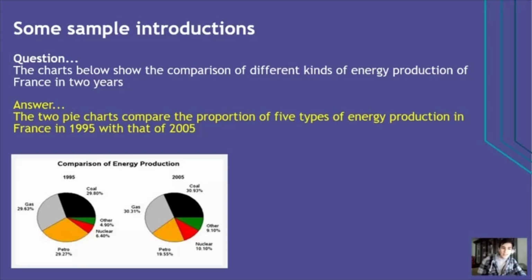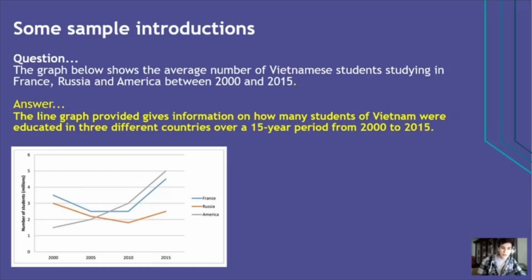Let's have a look at another example with a line graph. The graph below shows the average number of Vietnamese students studying in France, Russia, and America between 2000 and 2015. The answer is: the line graph provided gives information on how many students of Vietnam were educated in 3 different countries over a 15-year period from 2000 to 2015. As you can see here, we also used the same method, just paraphrasing the question and taking some information from the picture itself.